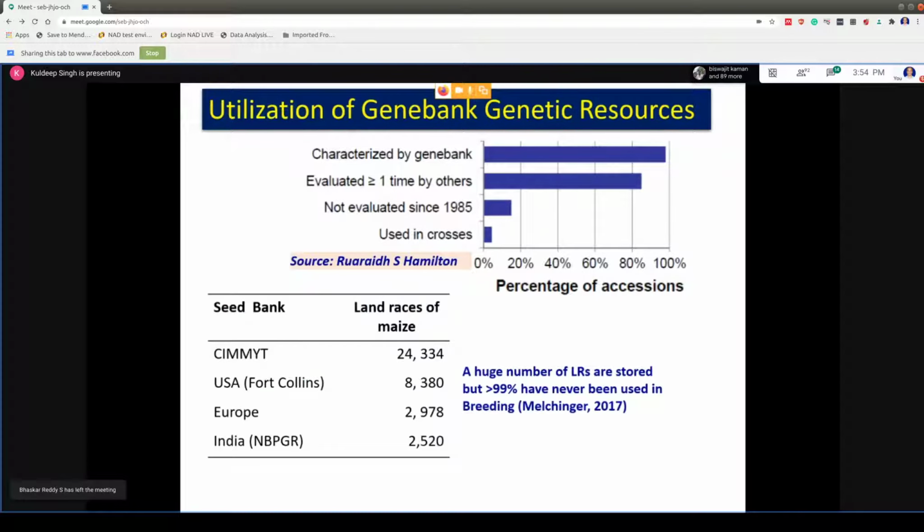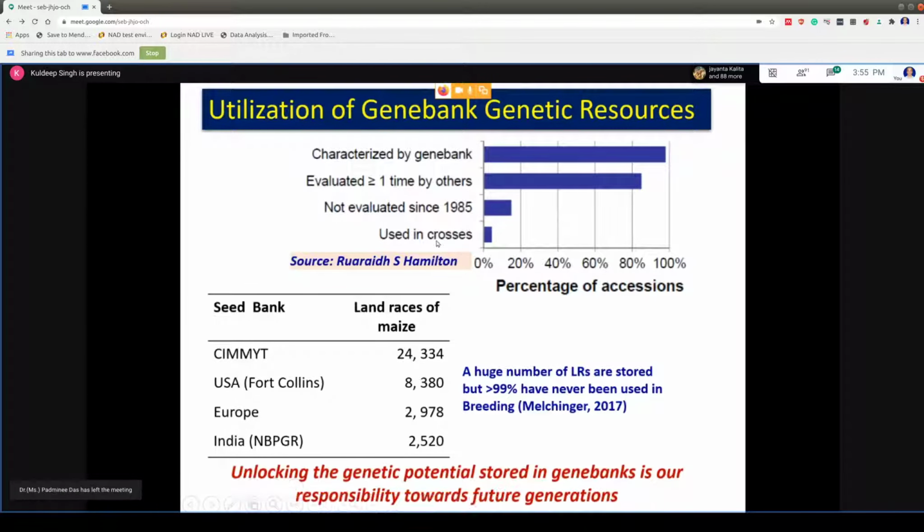Some data, for example, this is the IRRI gene bank, which is one of the most well characterized gene banks, a single crop gene bank. Even there, if you see, less than 5% of the genetic resources have been used for crossing programs. So, dear students, here it is: unlocking the genetic potential that's stored in gene banks. That's our responsibility to the future generations.